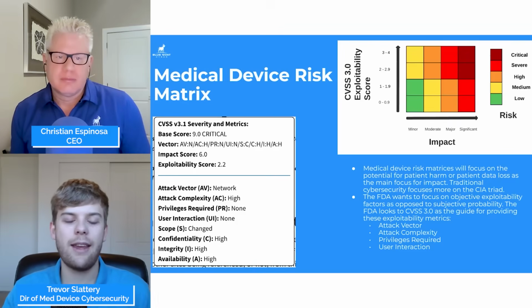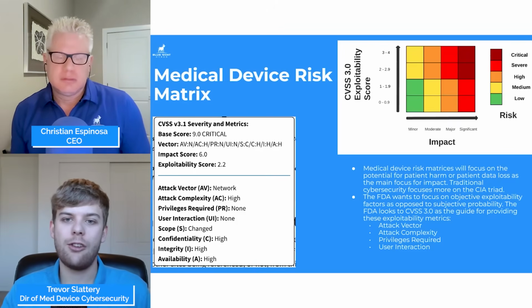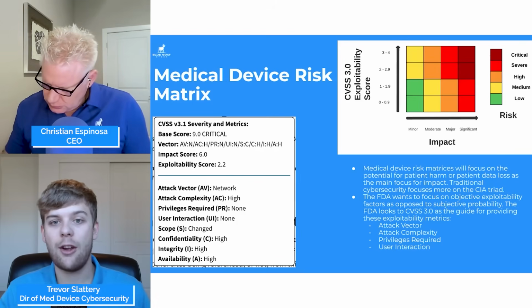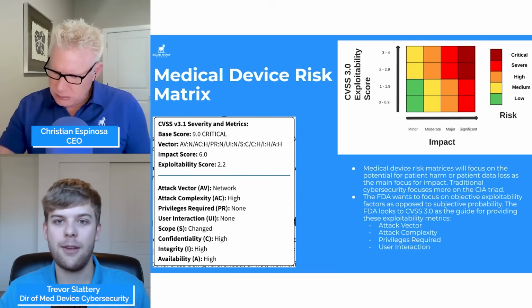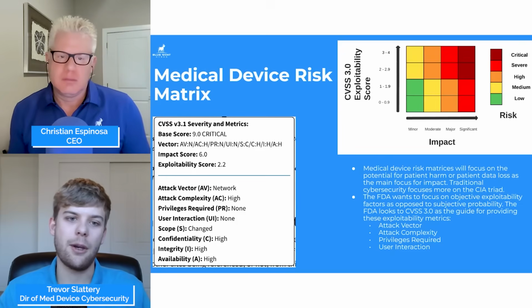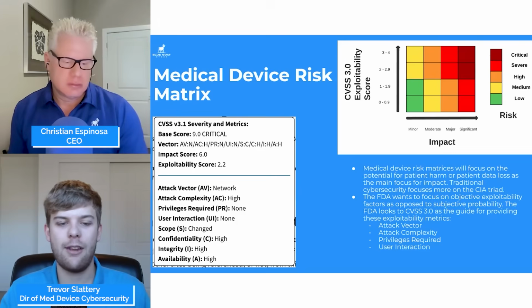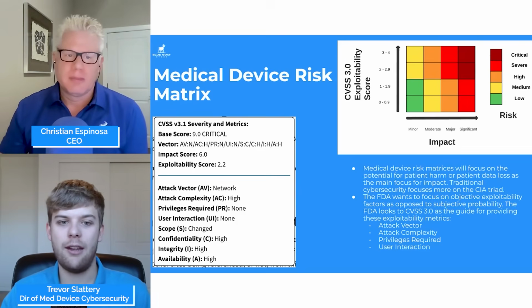Now, when we're looking at what the FDA talks about, they call out CVSS 3.0, which is a vulnerability scoring system that has been around for a long time. It's very common in medical device assessments and in just general cybersecurity assessments. We're specifically looking at the exploitability factors. This brings us to the little chart on the left here, where we look at some of the severity metrics that we consider. We'll see here there's an impact score and an exploitability score.